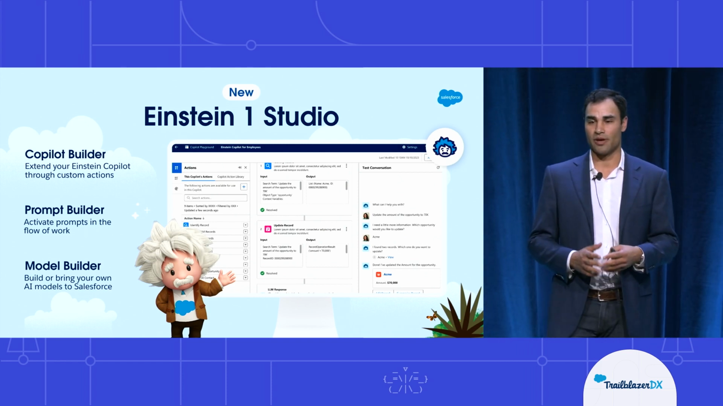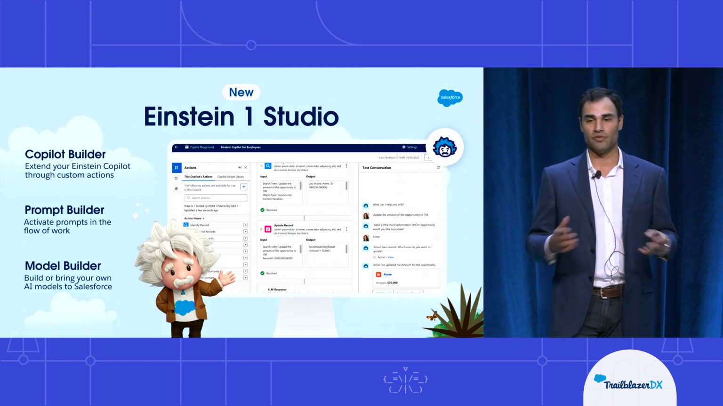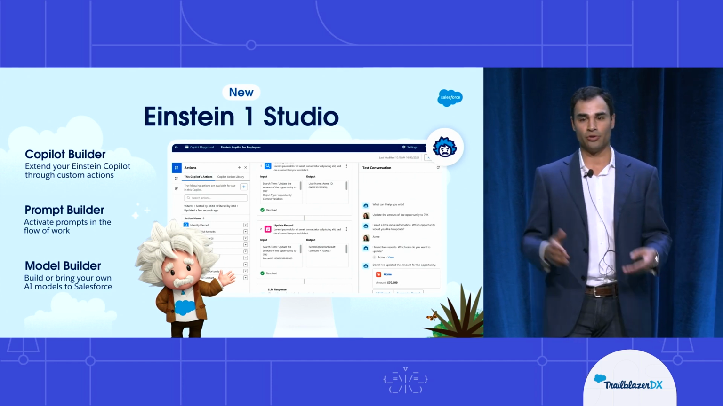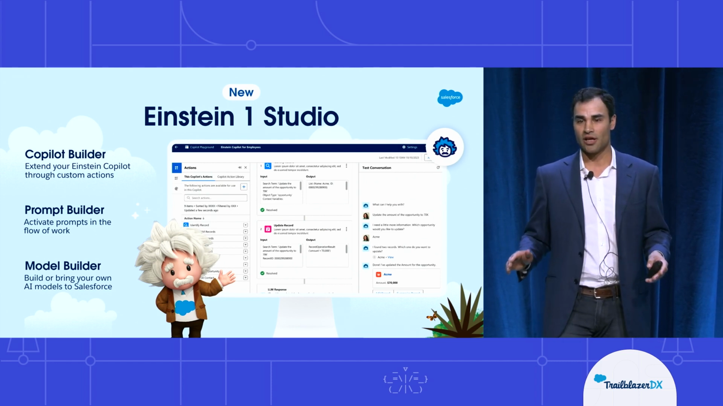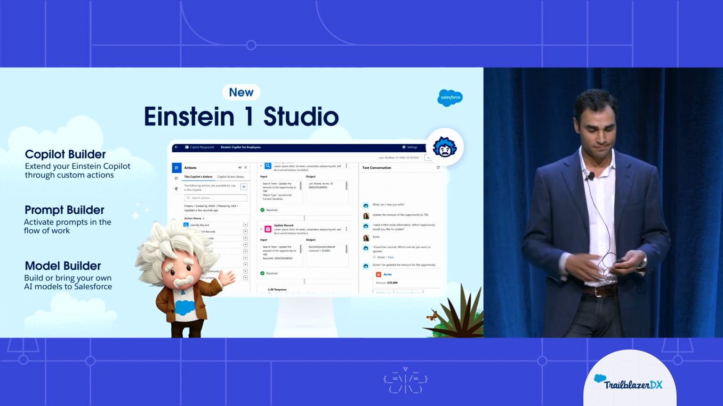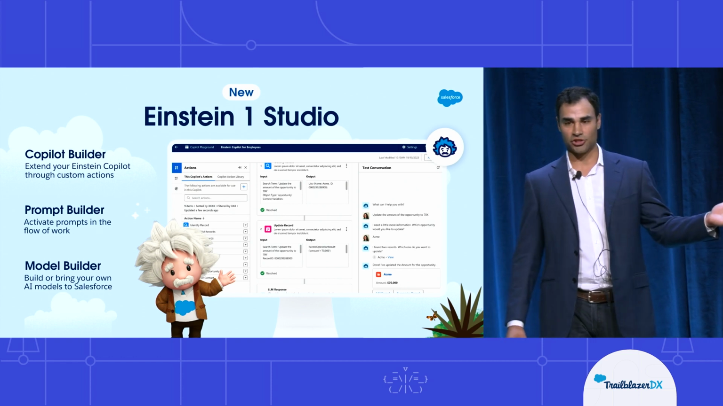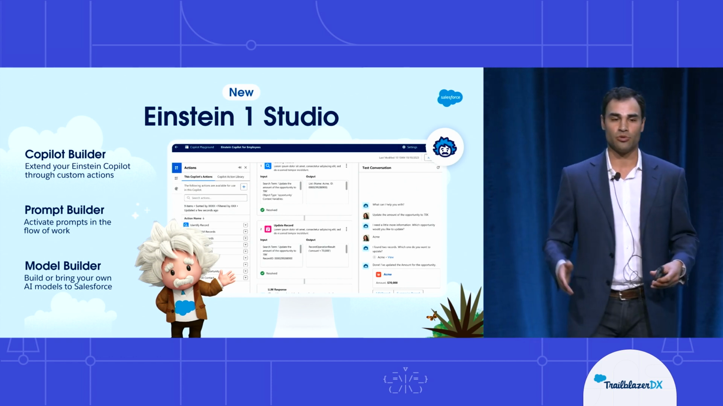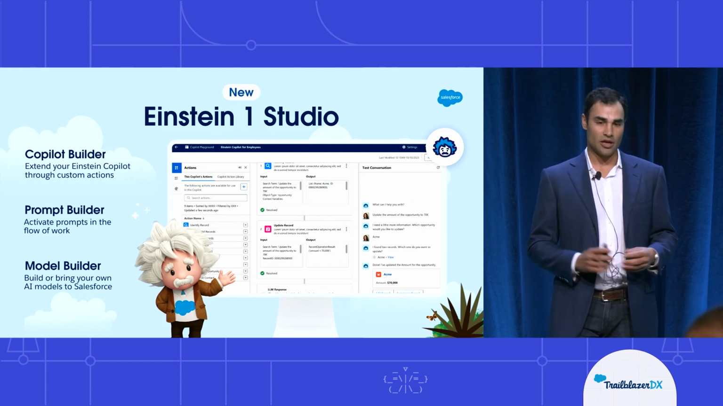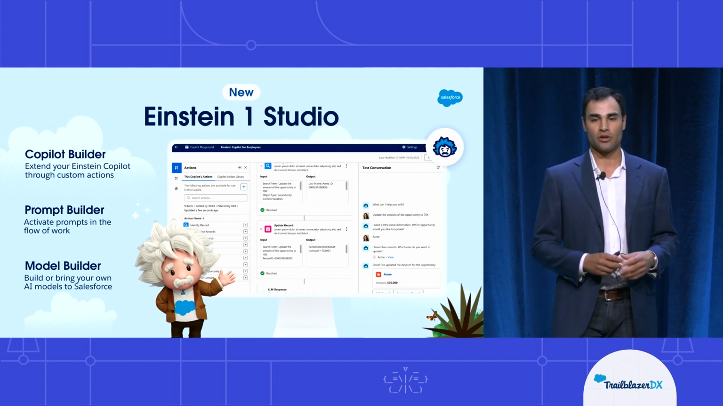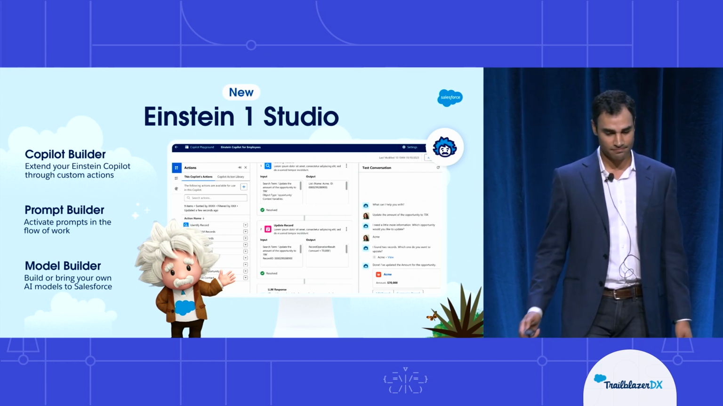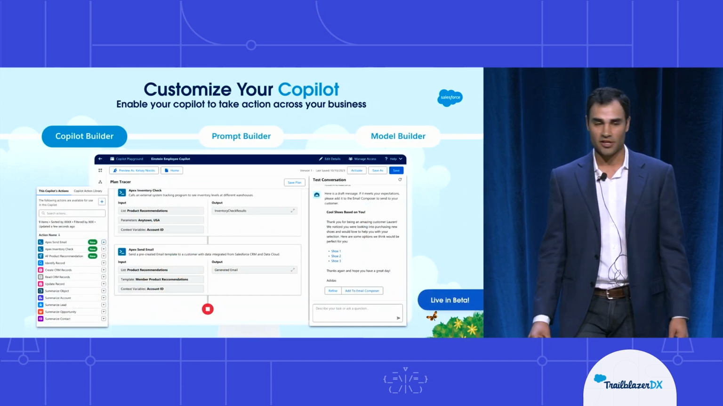Copilot Builder is where we're going to spend most of our time today. It's where you can view and manage existing actions already added to your Copilot, or build and test brand new actions that extend Copilot's capabilities, making it more useful for your business needs. Prompt Builder, which Brad just showed you, is where you can create reusable prompt templates that are grounded in your company and customer data. And finally, Model Builder, where you can configure which LLM your app uses for various use cases. Okay, so let's dig in.